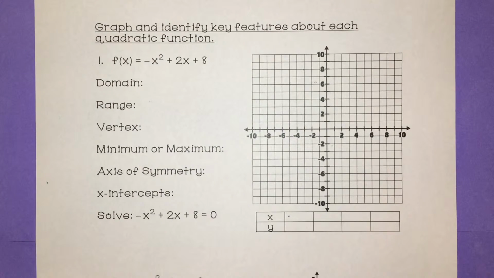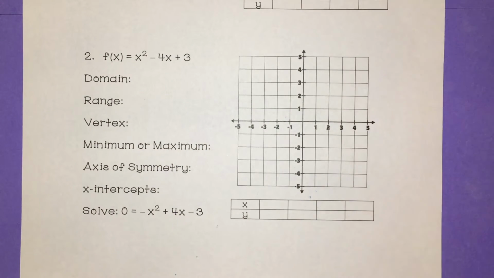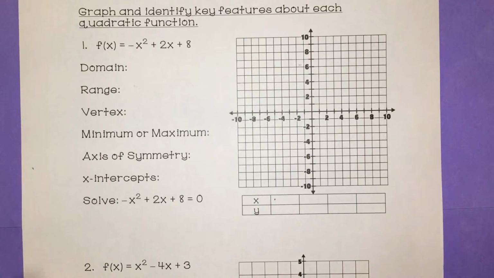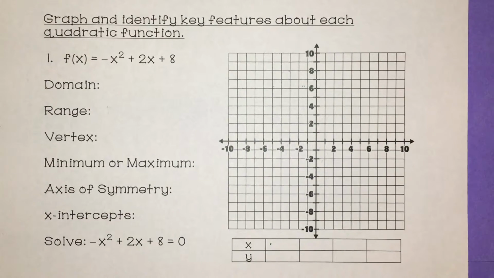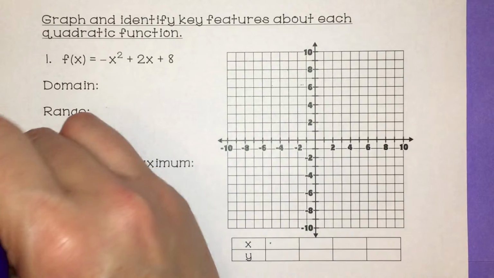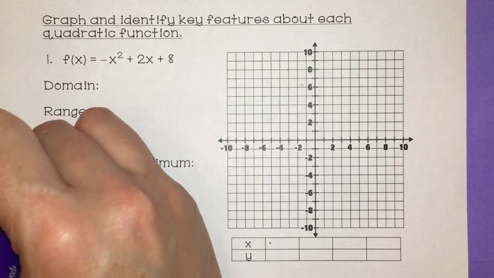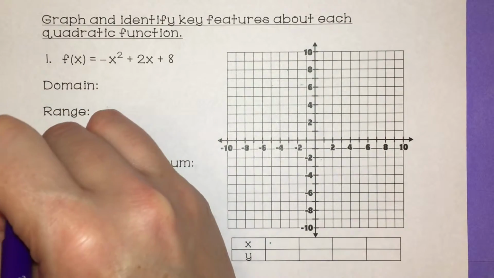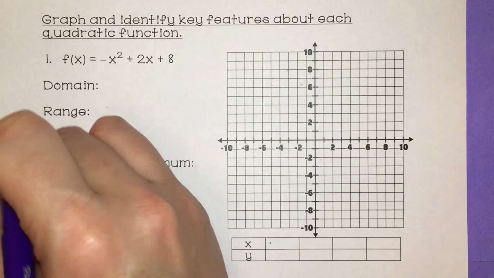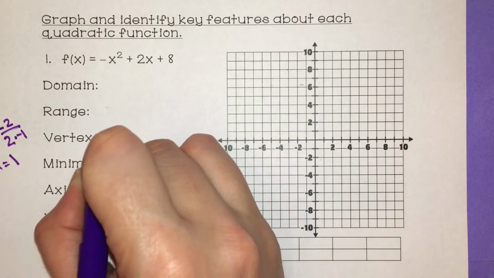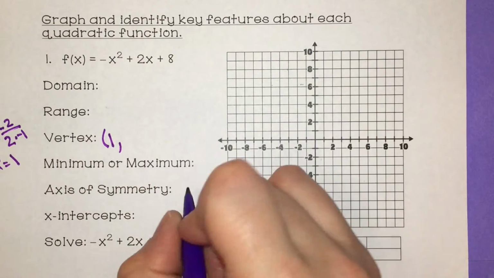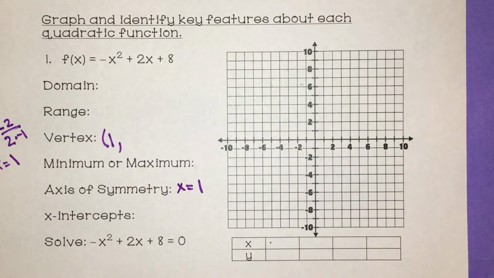Here's the first one. Go ahead and you can pause it here, go through and do this one. I'm going to move it. Here's the second problem. Go ahead and pause it, do the problem, complete it, and I'll go through the answers with you. All right, so this first one, the vertex, x equals negative 2 over 2 times negative 1. Negative 2 divided by negative 2 is positive 1. So 1 is the x value, which is also the axis of symmetry.